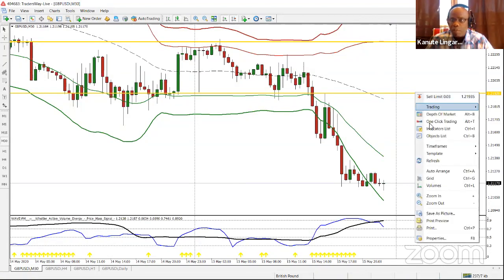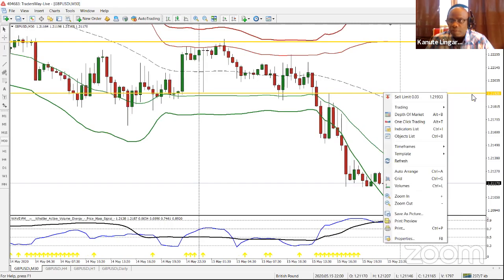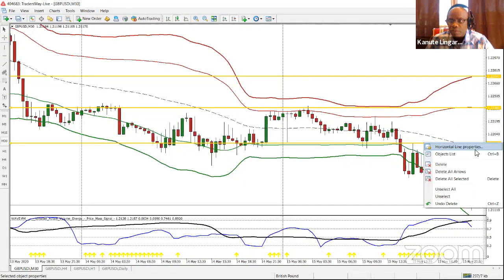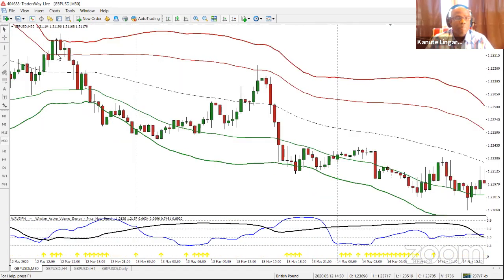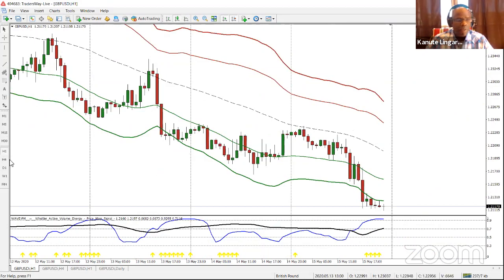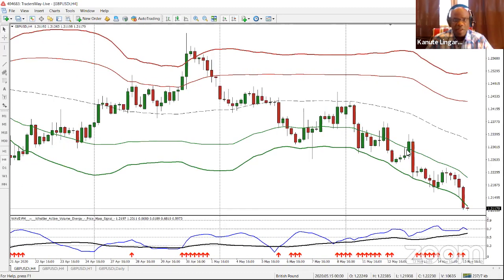Now this is the 30 minutes. We'll remove these lines right here. That's pretty much it. Markets compress, markets expand. Markets compress, markets expand. Over and over and over. Okay, so that was the 1 hour, same thing. 4 hour, same thing. We're in an expansion phase on this pair.